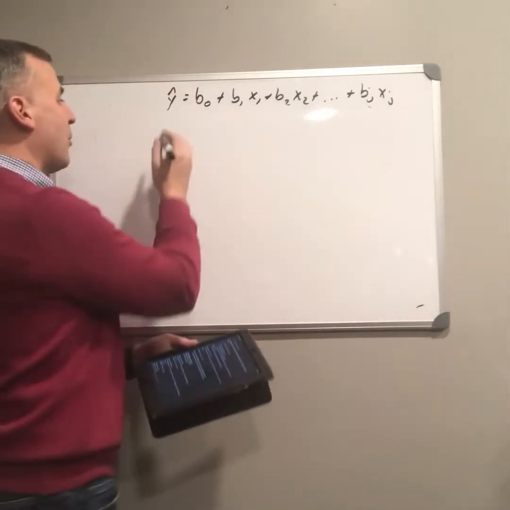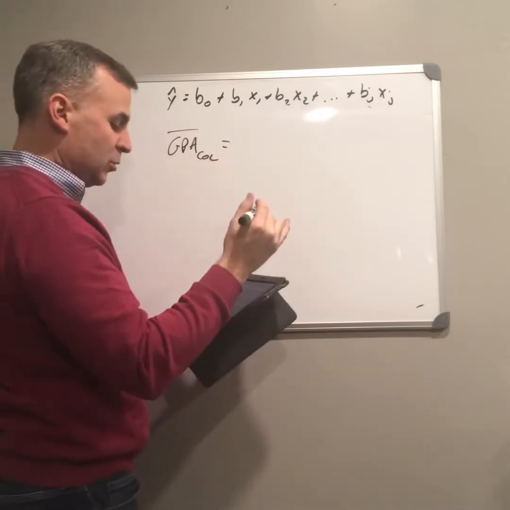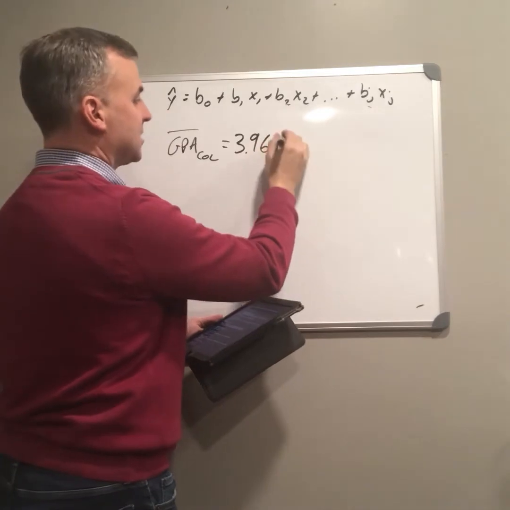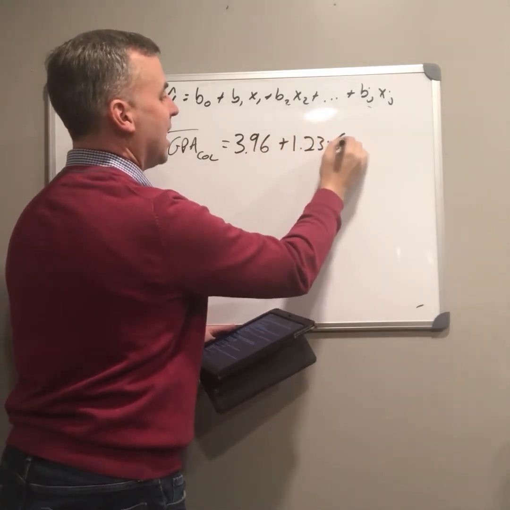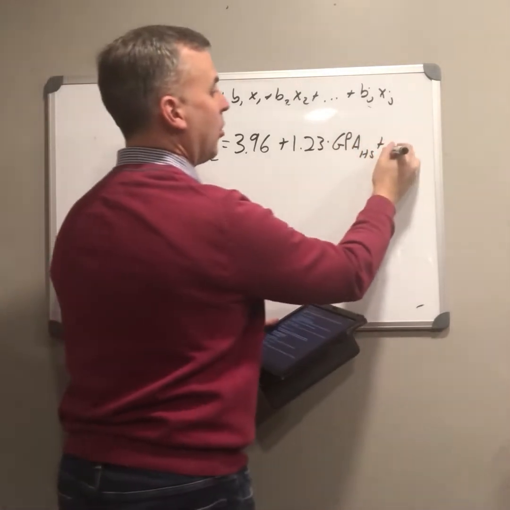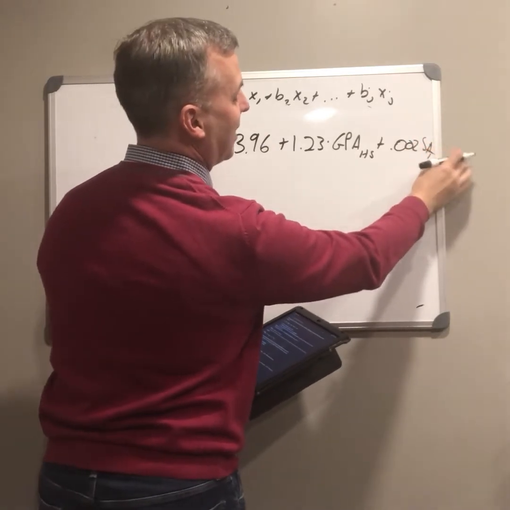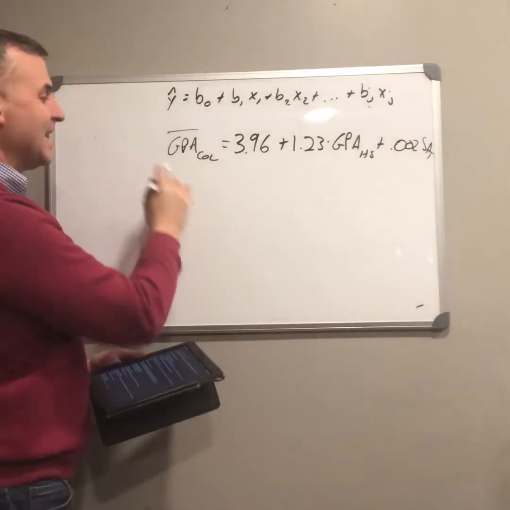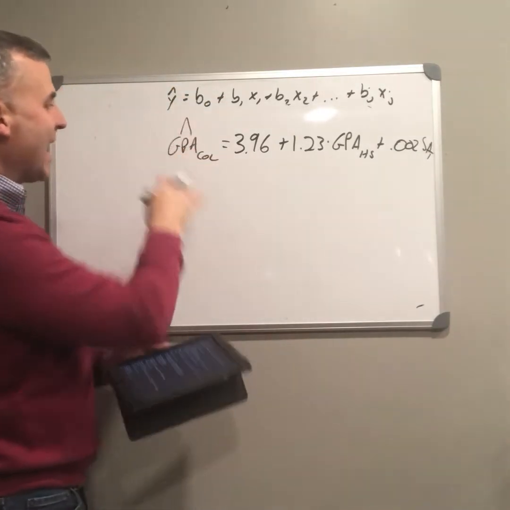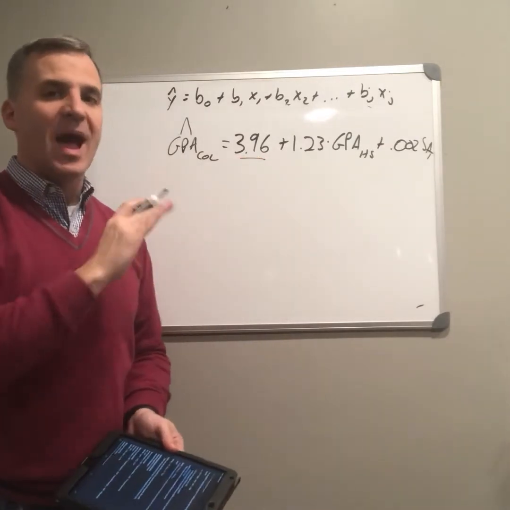And the equation I come up with is that my expected college GPA is equal to 3.96 plus 1.23 times high school GPA plus 0.002, kind of running out of room there, times SAT score. Right? And so this equation works the same way. This is my expected college GPA. 3.96 is my y-intercept. I can't interpret that.